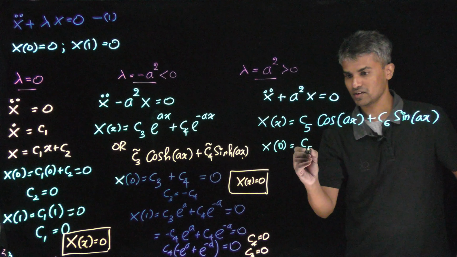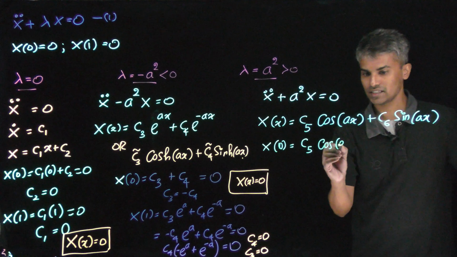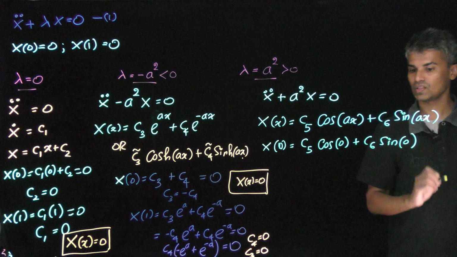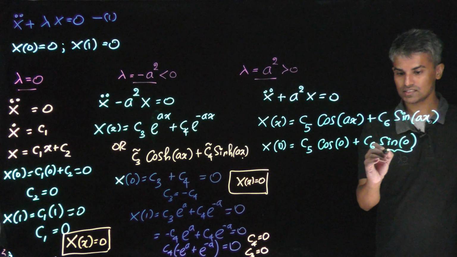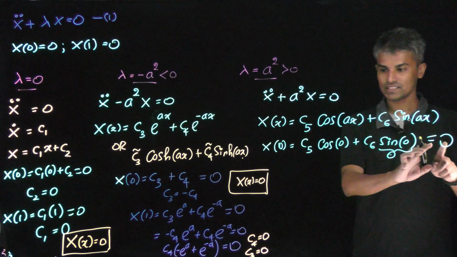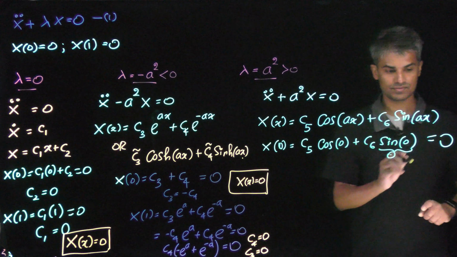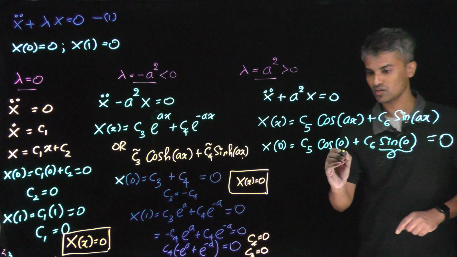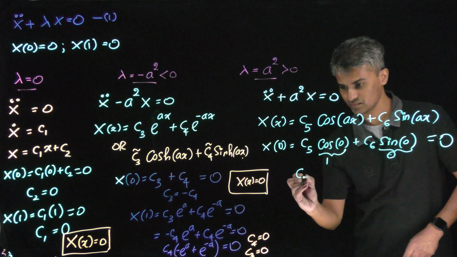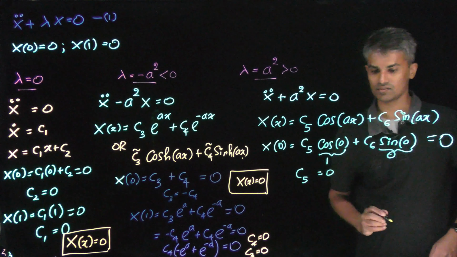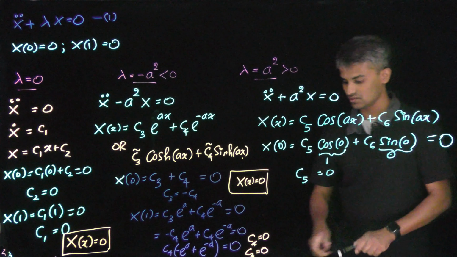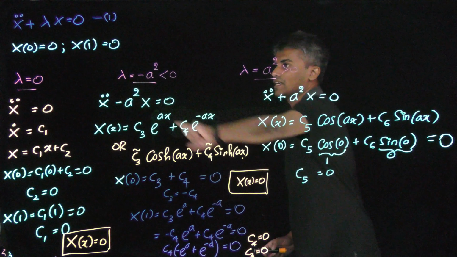we have C5 times cosine 0 plus C6 times sine 0. Sine 0 is 0, cosine 0 is 1. So basically we have C5 equals 0. Okay. So next we are going to use the second boundary condition.